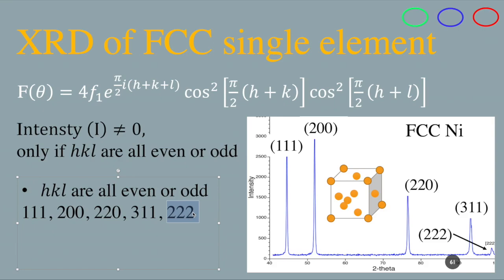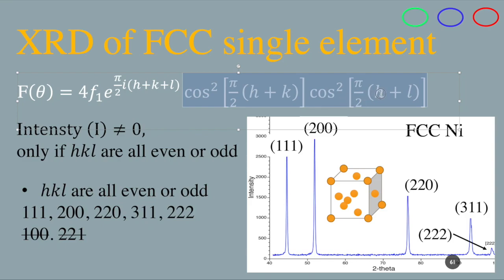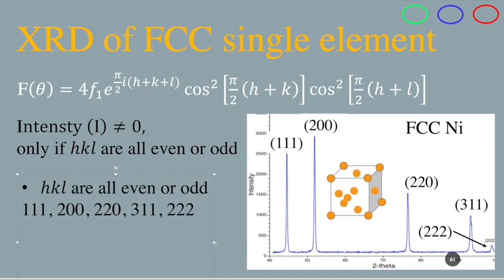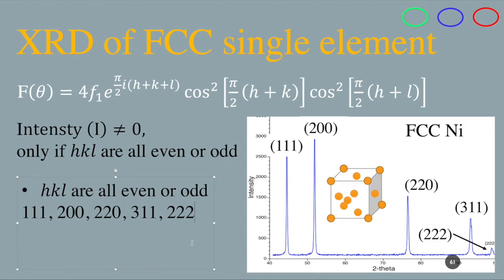So in FCC, we cannot have this plane. Why is this plane not possible? This plane is not possible because it has odd, even, even. This plane is also not possible, 221, for example. All these planes are not possible. Why? Because if we have this, then the cos of this angle becomes zero, and the structure factor is zero. Since the structure factor is related to intensity, the intensity is zero. So we cannot have a change in parity in any of the planes in FCC, and that explains the patterns observed in FCC.